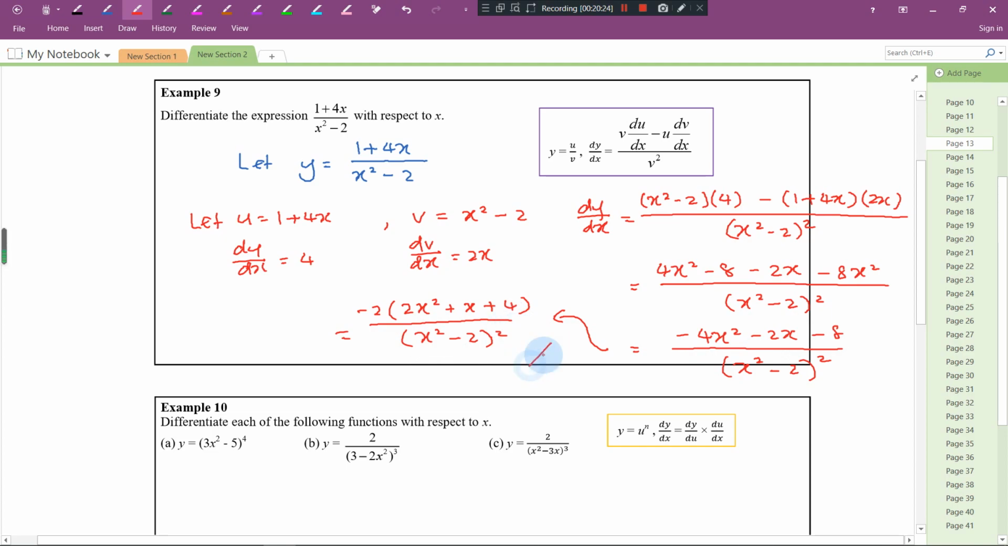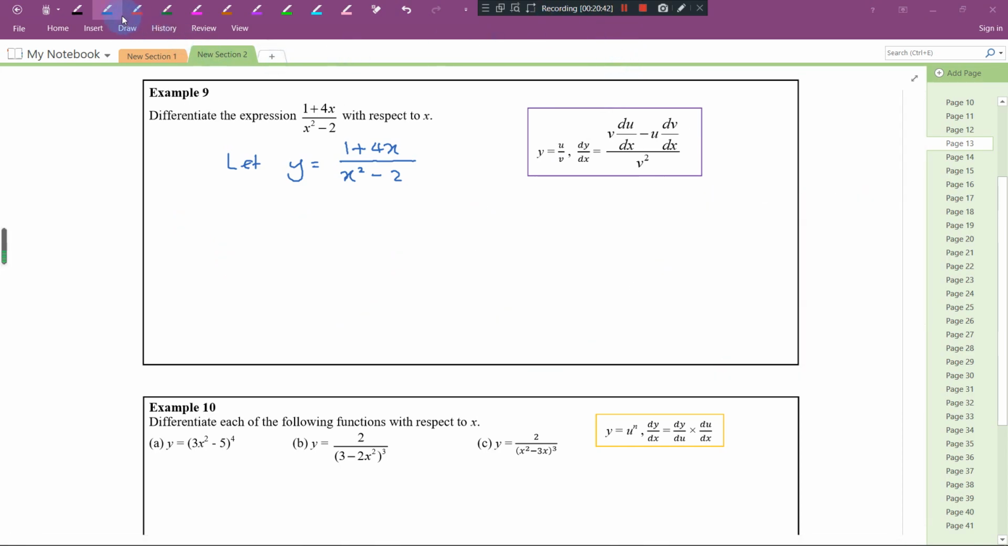Okay, correct. So this is the final answer. Once you are very familiar with this type of differentiation, you don't have to let u equal to this, v equal to this. You can do it straight away from here. So let me show you. Normally, I will just do it this way.